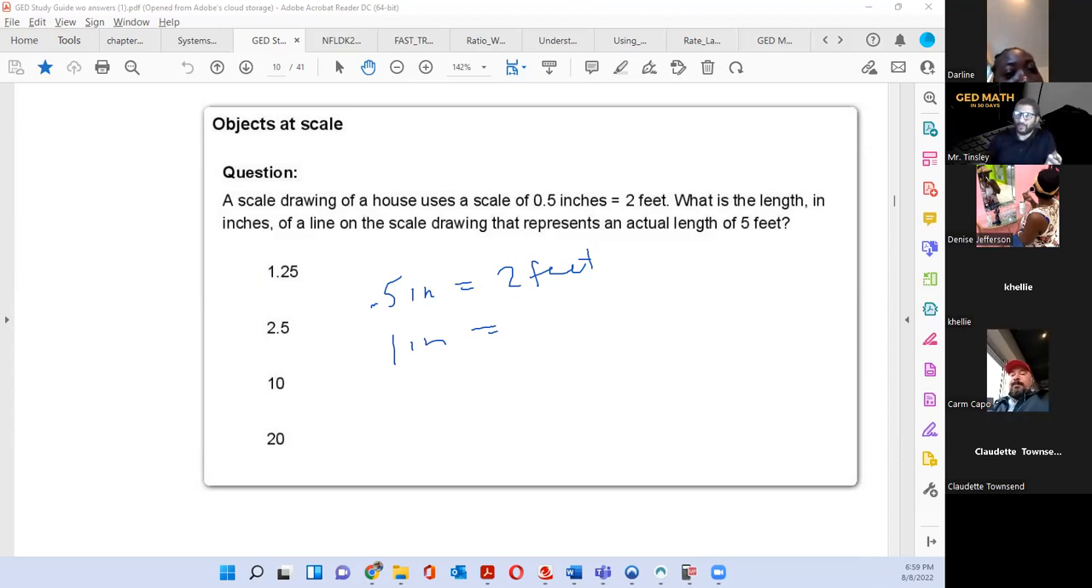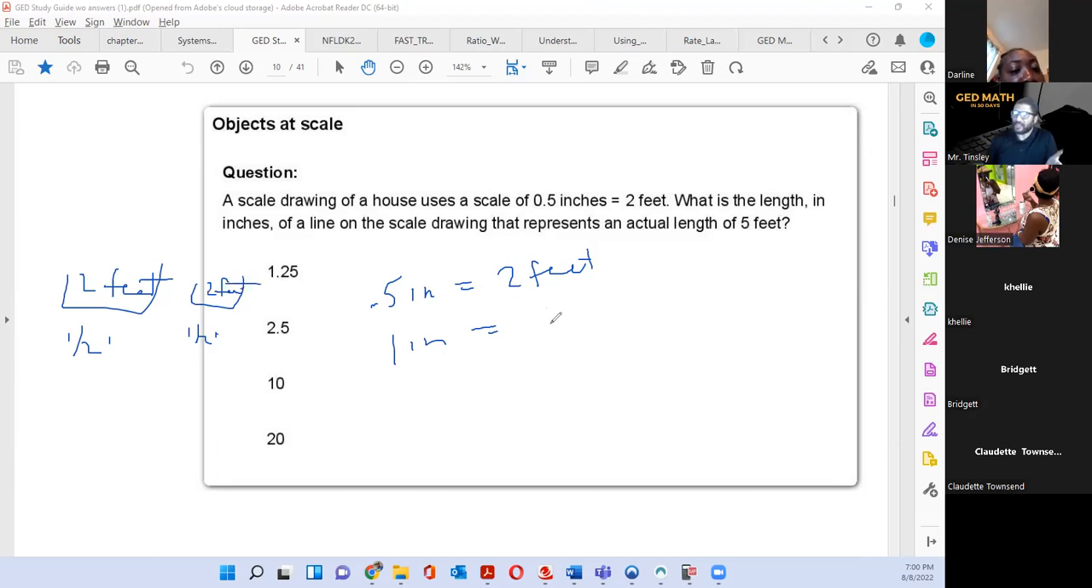Watch this. I'm going to show you something. Let's do what's common sense. A 1/2 inch is 2 feet. How many 1/2 inches do we need to make a whole inch? How many halves do we need to make a whole? 2. So I need another 1/2 inch. That's another 2 feet. So 1 inch is 4 feet. Right? So I need to find what 5 feet is.